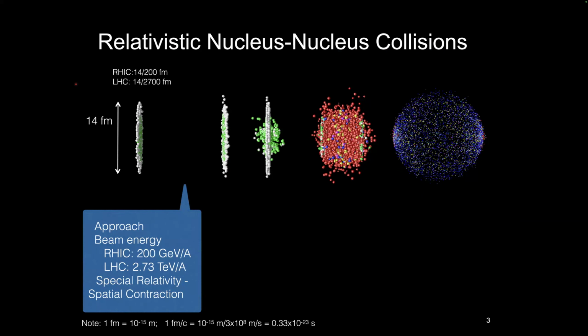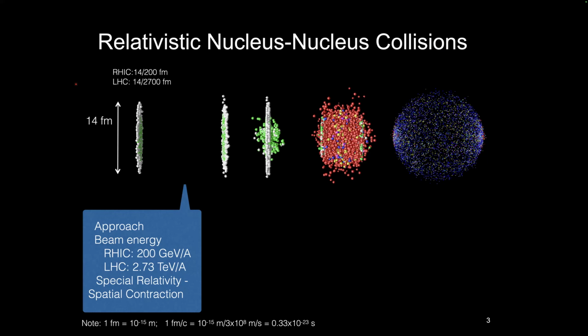So let's start with this cartoon view of what we believe is happening in a relativistic nucleus-nucleus collision. I'm sure most of you have seen this slide in some form or another before. So we start here. The time evolution is from left to right. At the left here, we have two nuclei that look pretty much like pancakes because of relativistic spatial contraction. And we'll discuss that a little more in a minute.